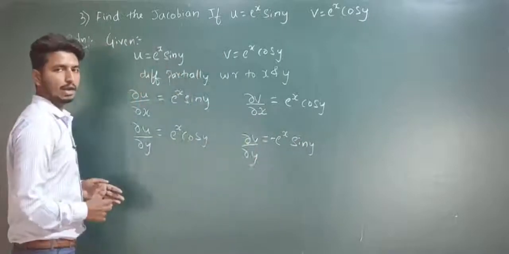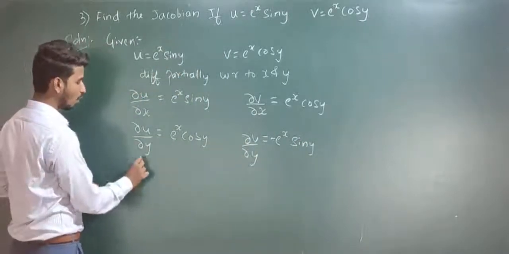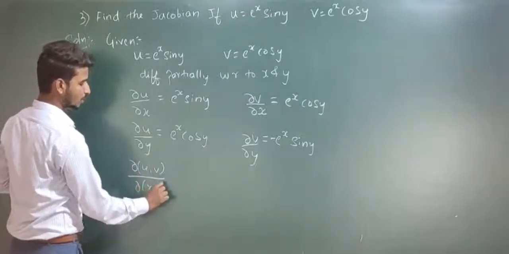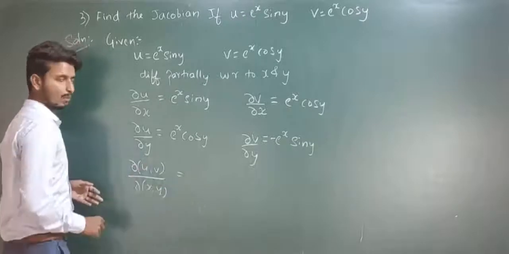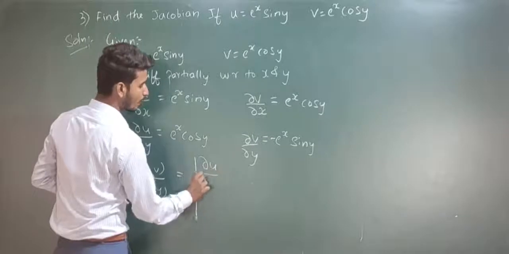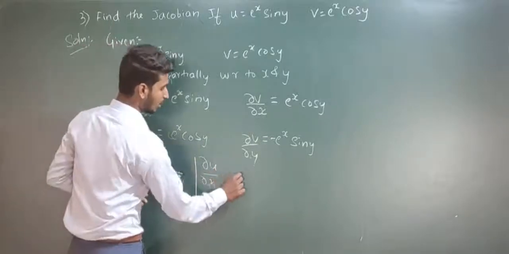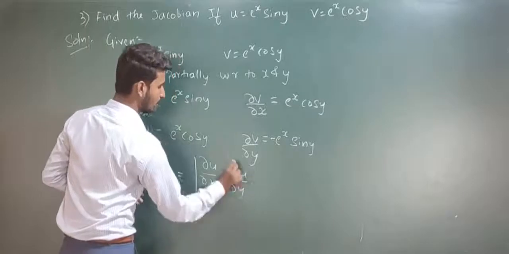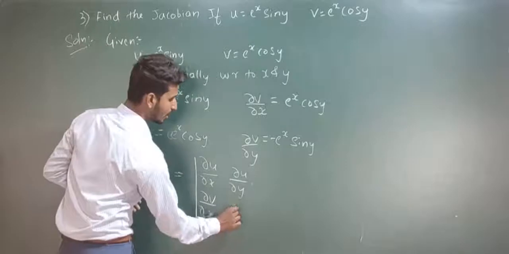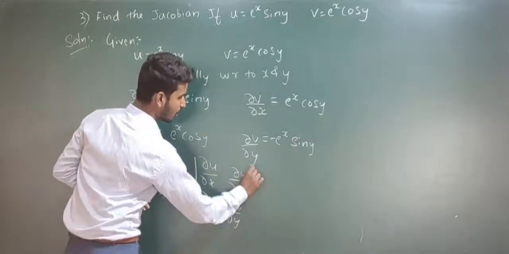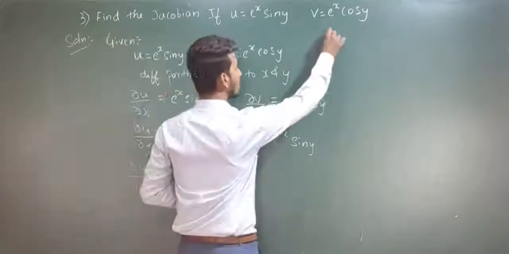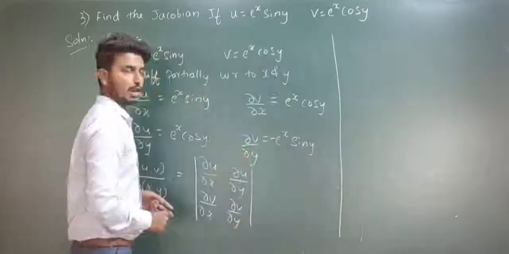Now we have to write in the Jacobian form, that is dou of function u comma v divided by dou of x comma y, that are the independent variables. In the determinant form, this can be written as dou u by dou x, dou u by dou y, dou v by dou x, and dou v by dou y. Now we have to substitute the values of dou u by dou x, dou u by dou y, dou v by dou x, and dou v by dou y.